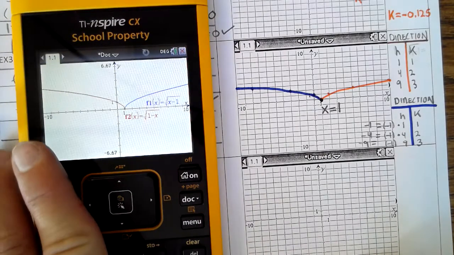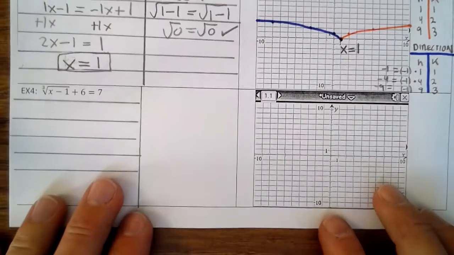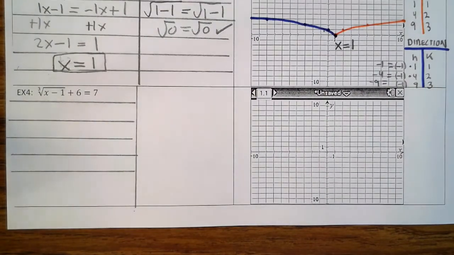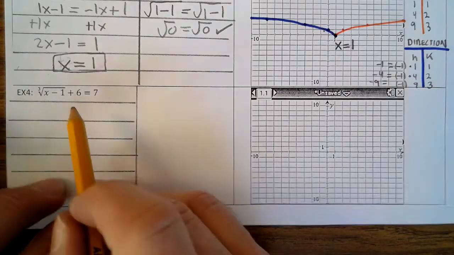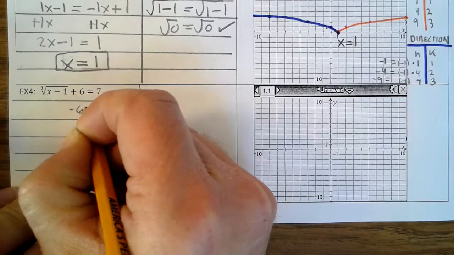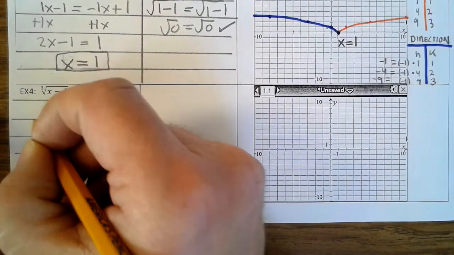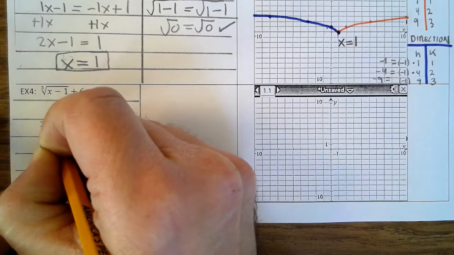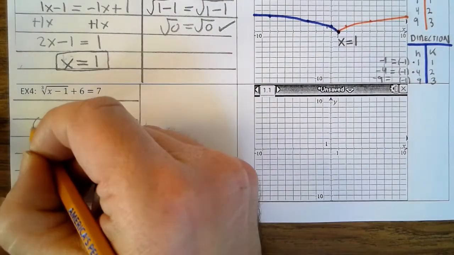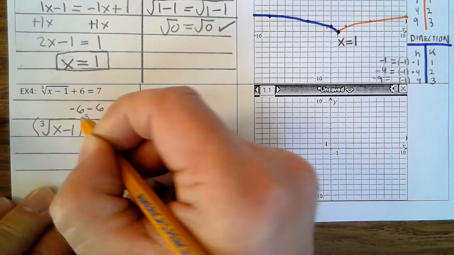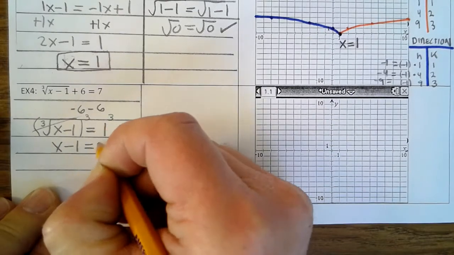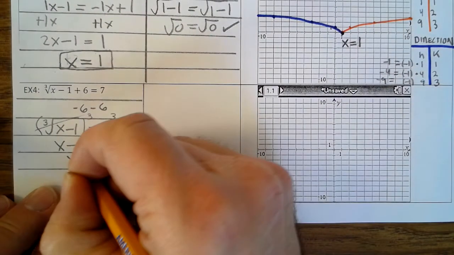All right, now let's look at the last example. Example 4. First thing we need is to isolate the cube root. So we're going to subtract 6 from both sides. That becomes 0. You get the cube root of x minus 1 equals 1. Then you cube both sides. It becomes a power of 1. You get x minus 1 equals 1. Add 1 to both sides. x equals 2.